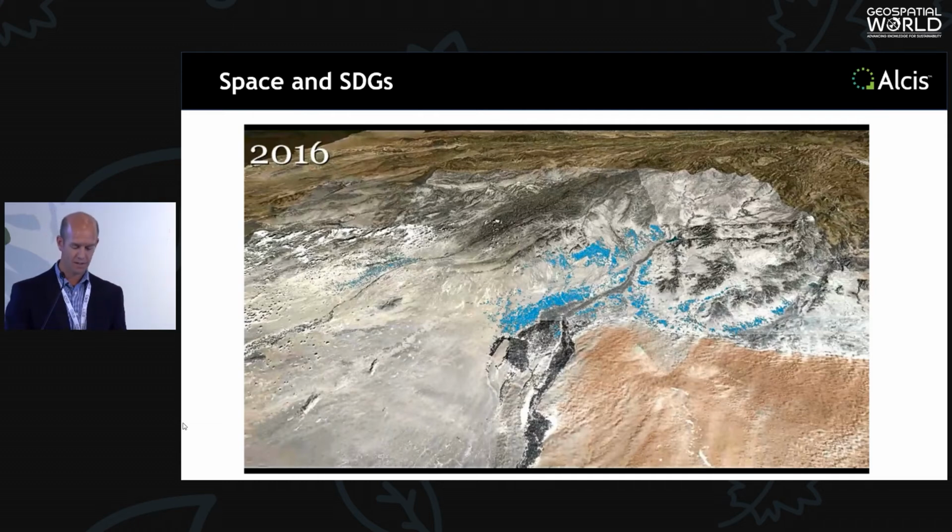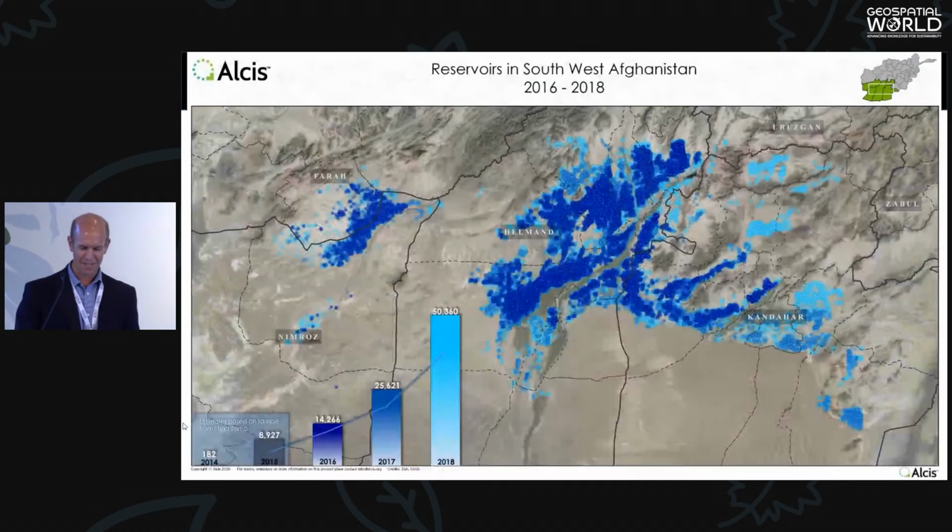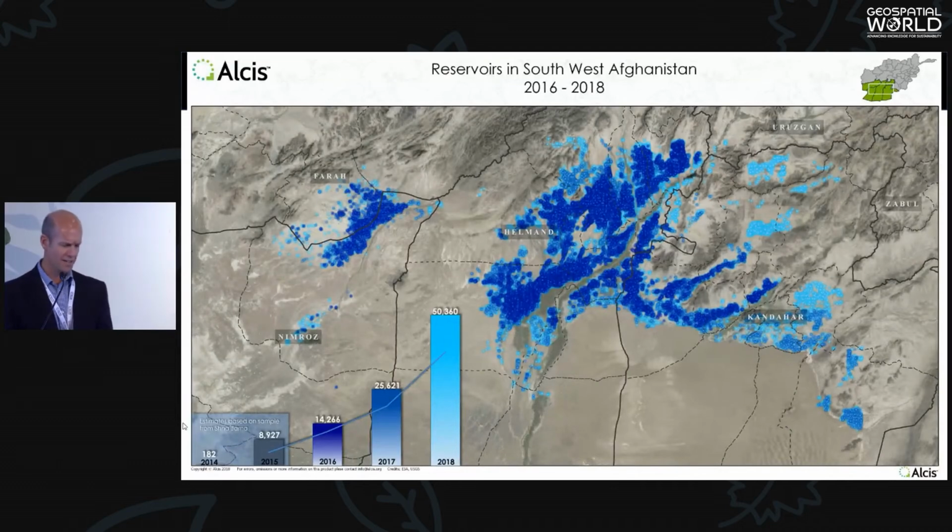Quite a interesting example, I think. And you can see the uptake there. The graph, we only mapped as far as 2018. We did do it again recently for 2019. We're now up at 80,000 of these reservoirs across that area of southwest Afghanistan.